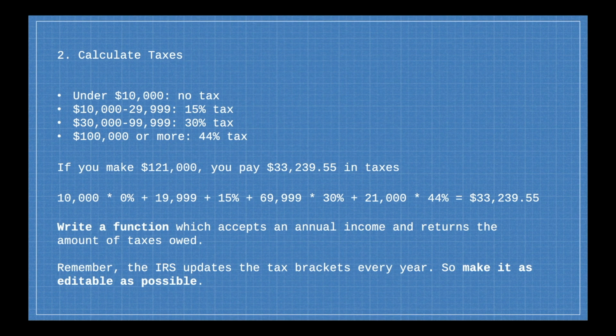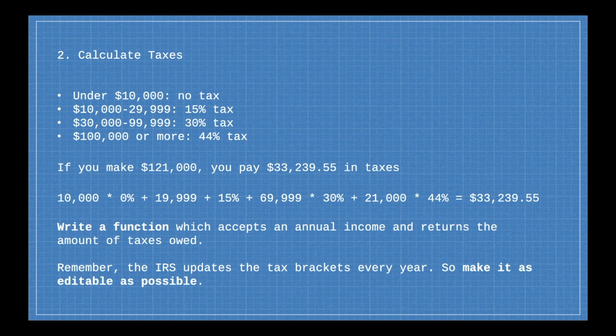For instance, if you make $15,000 a year, $10,000 of those dollars are not taxed, and another $5,000, because they're in the upper tax bracket, get taxed at 15%. So if you make $121,000 a year, you pay $3,239.55 in taxes, which is $10,000 times 0%, $19,999 times 15%, $69,999 times 30% for this tax bracket, and finally, $21,000, which is the remaining over $100,000 times the higher tax bracket, gets you this. So what you're going to do is you're going to write a function which accepts the annual income and returns the amount of taxes owed.